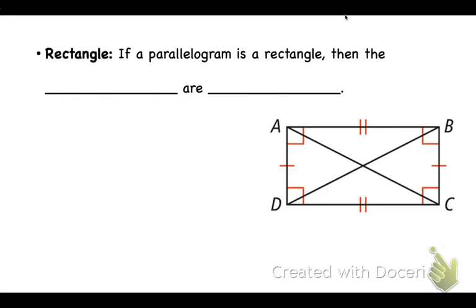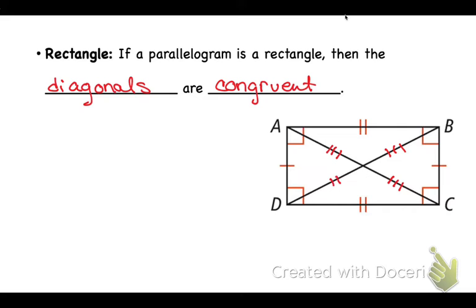Okay. If a parallelogram is a rectangle, then the diagonals are congruent. So that means they also bisect each other, yes? That means this is actually equal to this, which is equal to what?